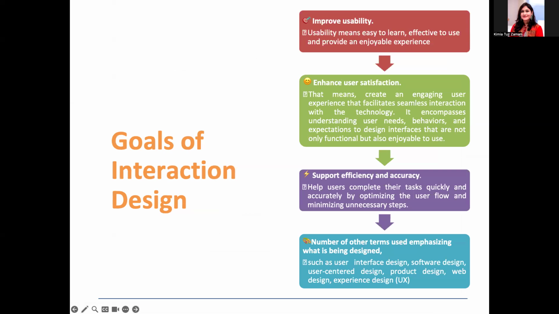The goals of interaction design, the ultimate goals are to make things usable, create a positive user experience, and support people in achieving their goals effectively. So, if users smile after using a technology, then you are doing it right.